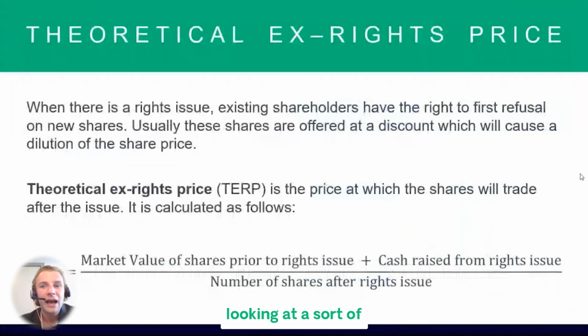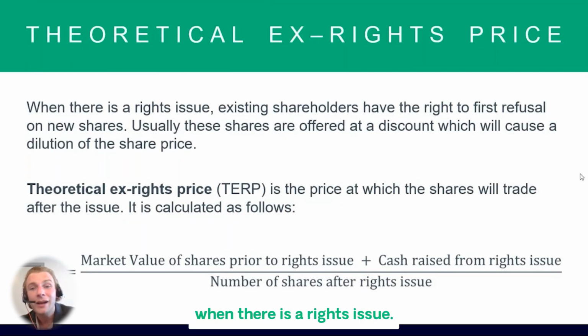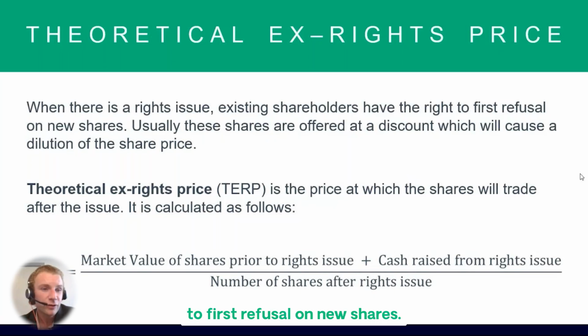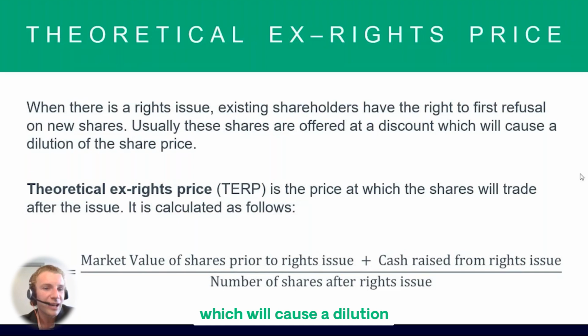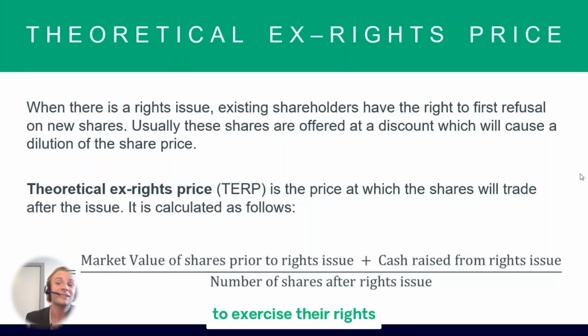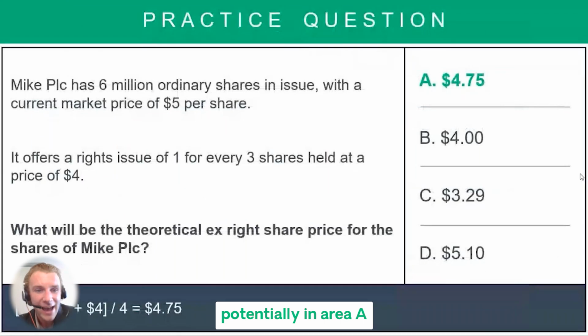So just briefly looking at a general topic area. So you've got the theoretical exercise right price on there, also known as TERP. We have the little formula at the bottom for it, and a small definition as to when there is a rights issue, existing shareholders have the right to first refusal on new shares. Usually these shares are offered at a discount, which will cause a dilution of the share price. So this is where, are they going to exercise their rights to take up these shares, yes or no? Again, just a little topic area that would come up potentially in area A.